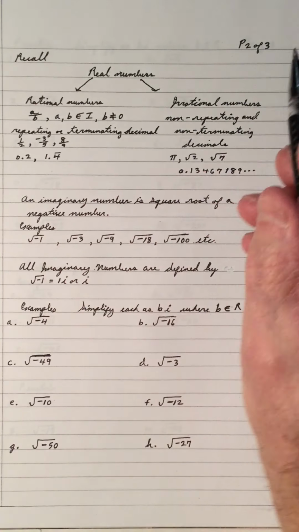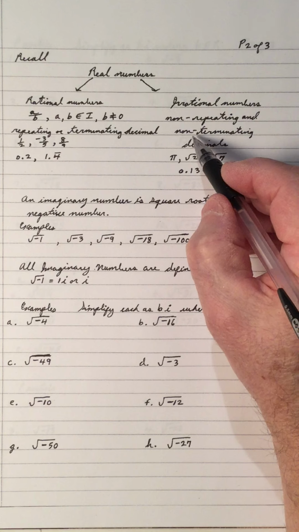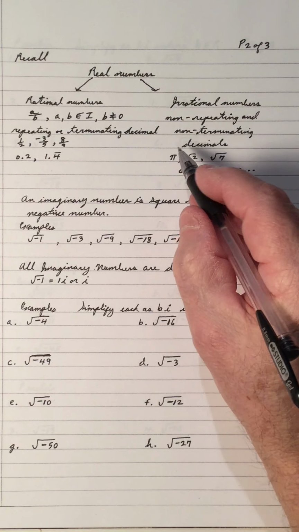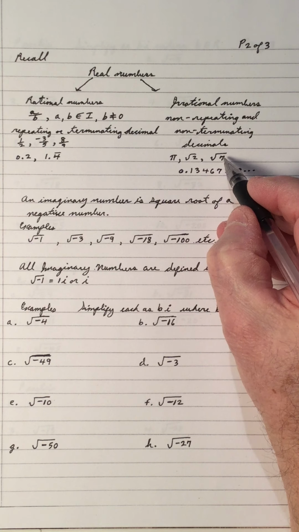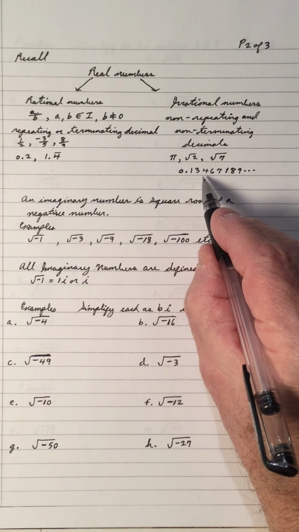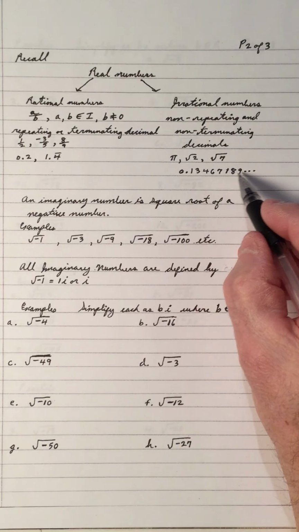The 4 is repeating. And irrational numbers are non-repeating, non-terminating decimals, as in pi or root 2 or root 7 or the decimal 1.3467189... There's no digits that repeat.